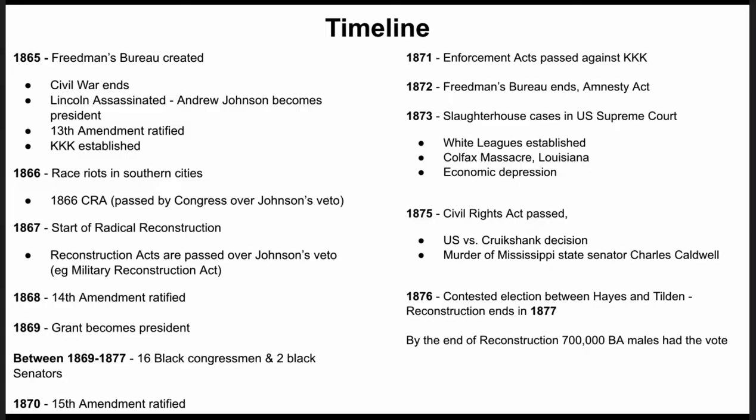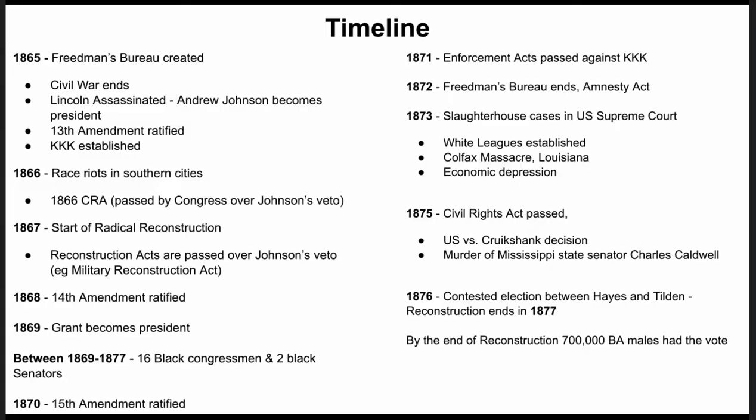1867, we get the Military Reconstruction Act, which is the start of radical Reconstruction. So the federal government takes control of the southern states, and this is where we start to see a raft of legislation to really impose on the South a new settlement to enforce Black American civil rights. 1868, we have the 14th Amendment, which is all about citizenship for Black Americans and those who've previously been enslaved.